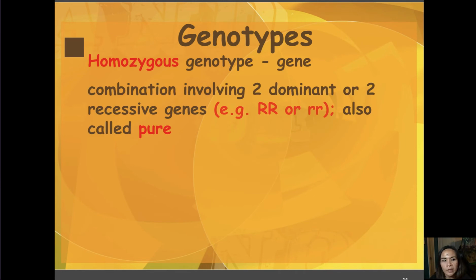Now, genotypes can be homozygous. A homozygous genotype is a gene combination involving two dominant or two recessive genes. So in this case, two capital letter R's or two small letter r's.